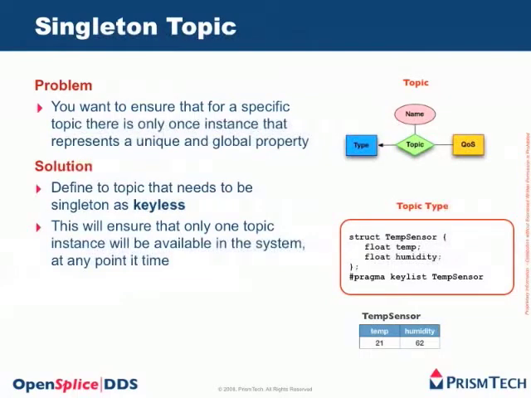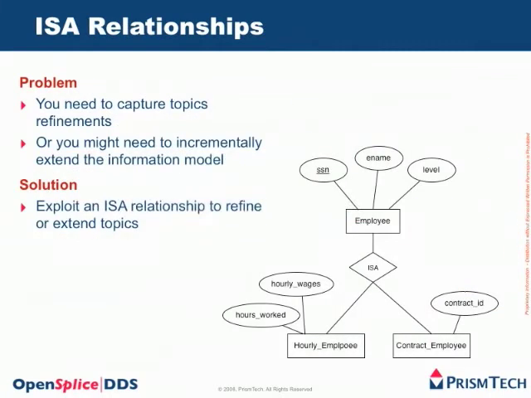Okay, so now that we have warmed up with this singleton topic, let's move to something more interesting, such as the ISA relationship. So let's assume that your problem is that of capturing topic refinement, or perhaps incrementally extending an information model. So one way to do this, if you are familiar with relational information modeling, is to exploit the ISA relationship to refine or extend a topic. So what you see here is an example in which I have an employee which has a key, which is the social security number, a name and a level, and then I'm refining this concept by introducing an hourly employee and a contract employee, which have additional fields.